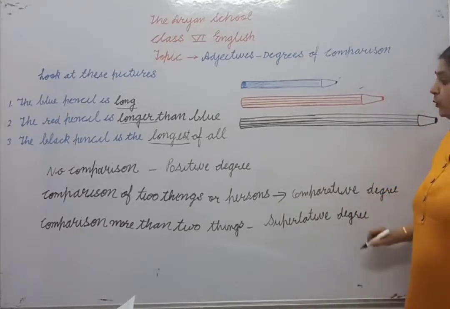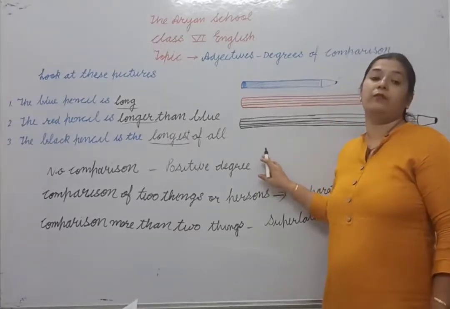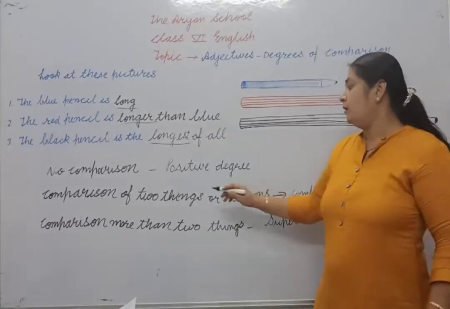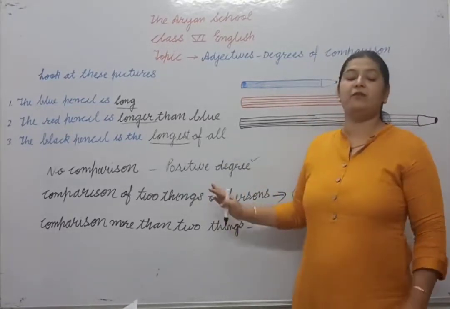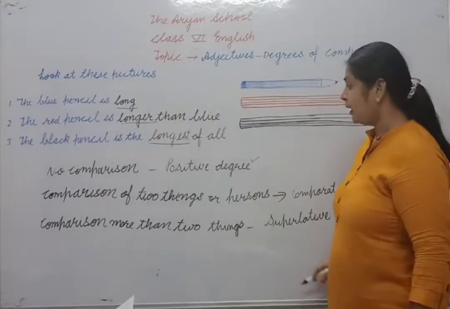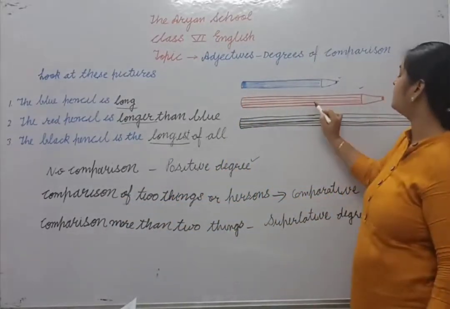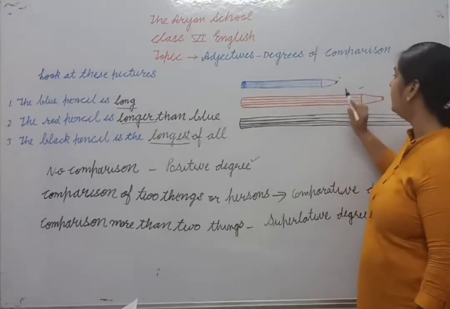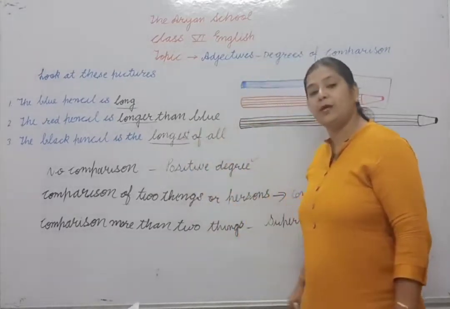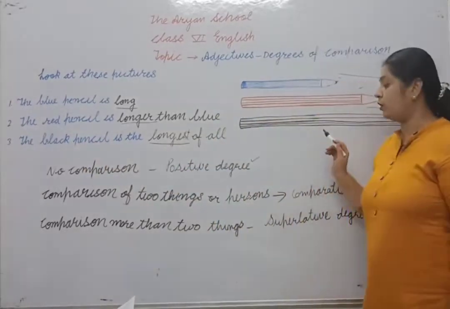Understood? What we did understand, that in degrees of comparison, one adjective has three forms. Number one is positive degree, where we do not use any comparison. For example, the blue pencil is long. Then when we do the comparison of two things, that is called a comparative degree, as the red pencil is longer than the blue one. Here I am doing the comparison between two. And then the longest, superlative degree, here we use the black pencil is the longest of all.